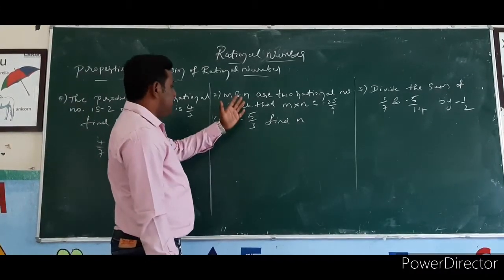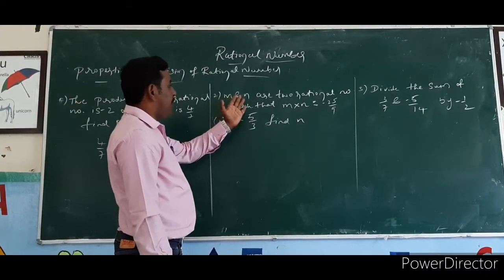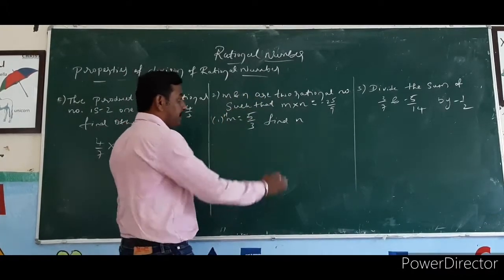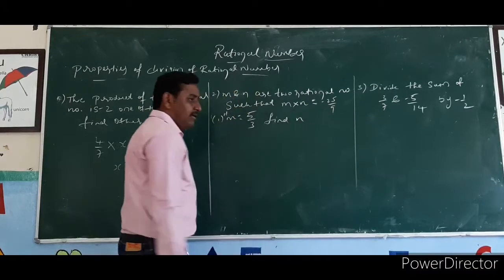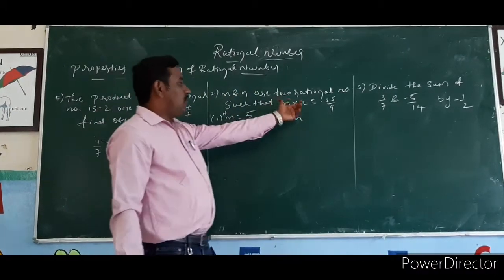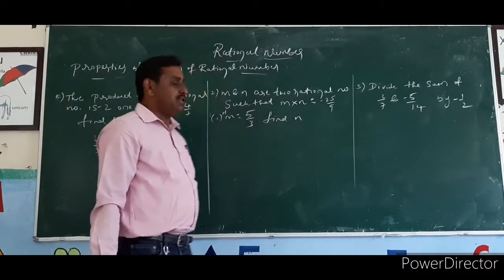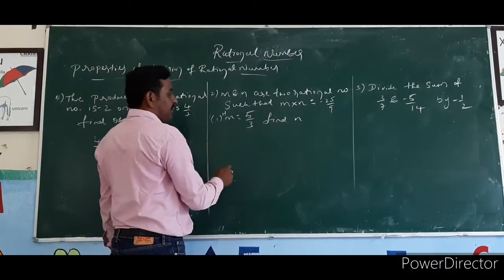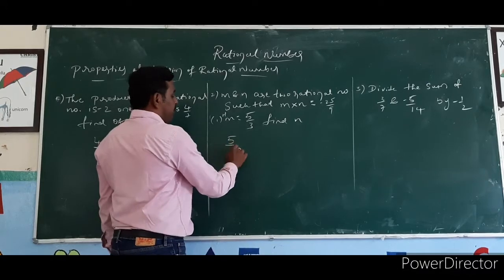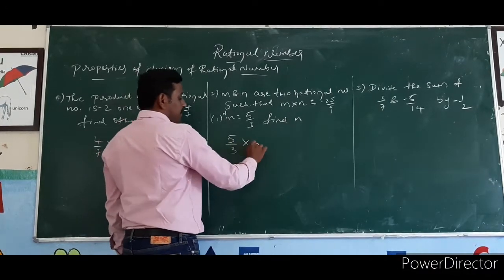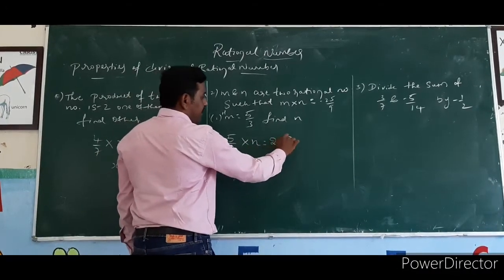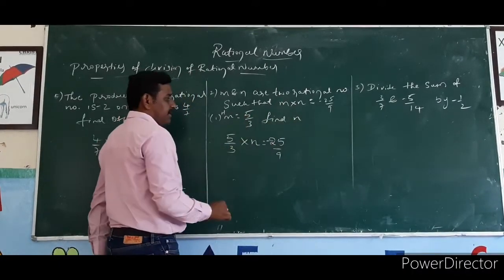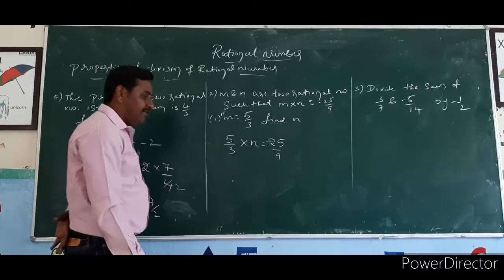In the next case, second problem, m and n are two rational numbers such that m into n is equal to minus 25 by 9. They are given the product of m into n is minus 25 by 9. They are given m value 5 by 3. We have to find the n value. 5 by 3 into n equals minus 25 by 9. In the place of m, I am replacing 5 by 3 because we want to find the n value here.